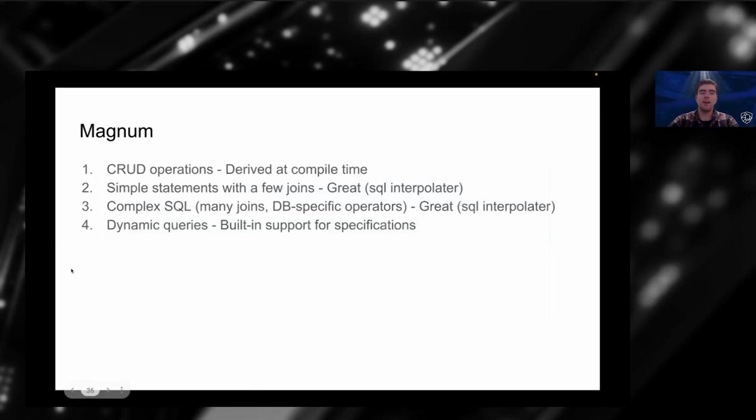So in summary, I think Magnum hits a sweet spot in terms of these four common query use cases. For CRUD operations, the queries are derived at compile time. For simple SQL statements and complex expressions, you have the SQL interpolators. And for dynamic queries, you have built-in support for specifications. And now with the ZIO module, which should be released this week, hopefully, you're able to integrate it with a very popular effect system.